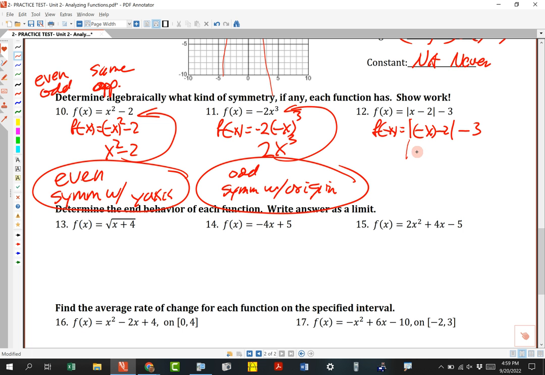So what I'm going to do is I'm going to say, look, that's a negative x minus 2. Nothing happens on the outside. But then I can control a couple of things about this. If I take out a negative 1, I'm left with an x plus 2. So I'm basically factoring out a negative. And then I can control this part right here. I'm going to take the absolute value of negative 1 and the absolute value of x plus 2. And then I've got the minus 3 right here.